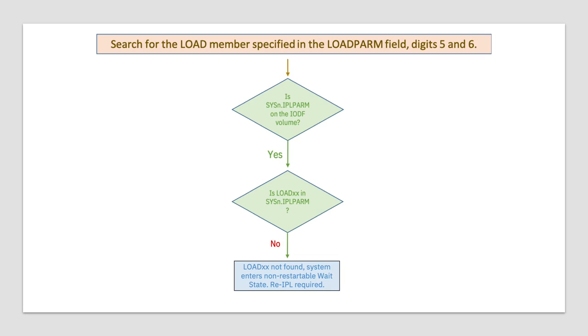It's actually not labeled as LOADxx. That's just the common way of saying it could be LOAD00 or LOAD01 or whatever we told it to look for in characters 5 and 6 of the load parameter. If it's not there, it'll look in SYS1.IPLPARM, and then in SYS2.IPLPARM, and all the way up to SYS9.IPLPARM. If it cannot find the LOADxx member, the system will enter a non-restartable wait state. The IPL was not successful, and trying it again won't help until we fix something.